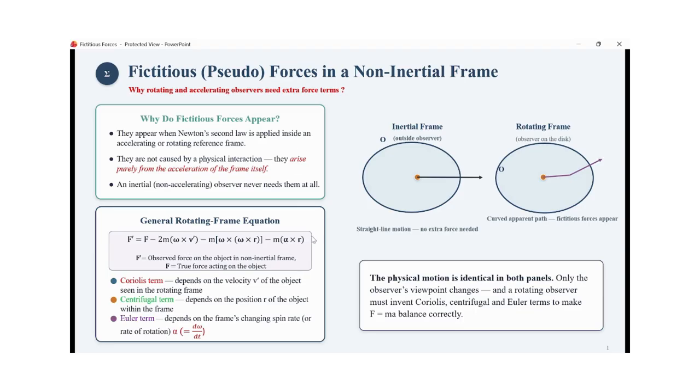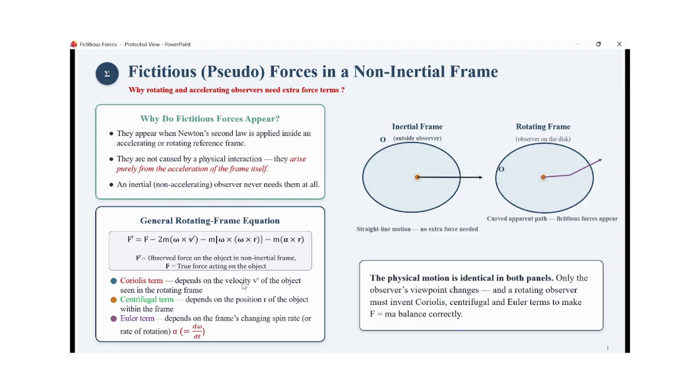So in this special case, three different types of pseudo forces have to be considered, as these forces will affect the motion of the object under consideration. The first pseudo force is the Coriolis force, which depends on the velocity v dash of the object seen in the rotating frame. This Coriolis force is given by the term minus 2m omega cross v dash. You can see that v dash appears here.